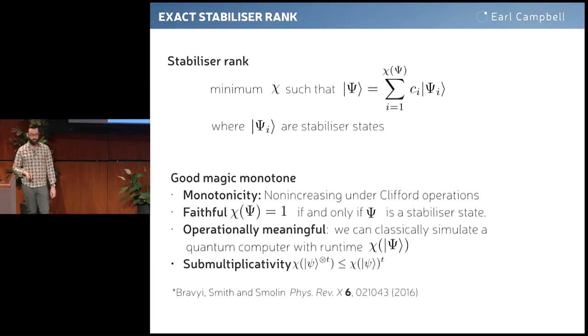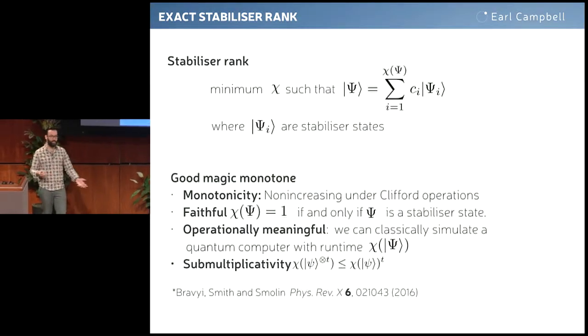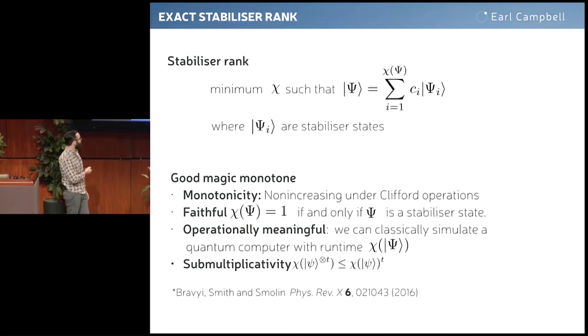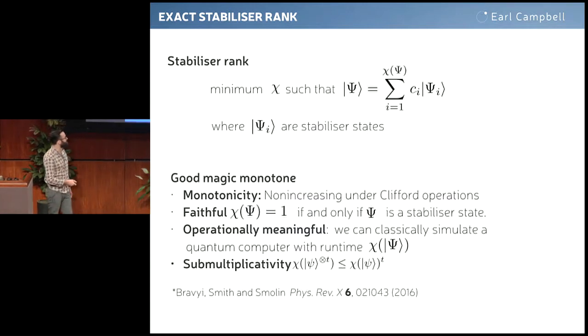If we define such a quantity, we again find it's a well-behaved monotone and it satisfies all the axioms that people normally look for in a good way of quantifying a resource. And the important one for today really is that it's operationally meaningful. The group at IBM proposed an algorithm that has a runtime that scales with the stabilizer rank. So we're interested in what the algorithm is and how to minimize the stabilizer rank of states.